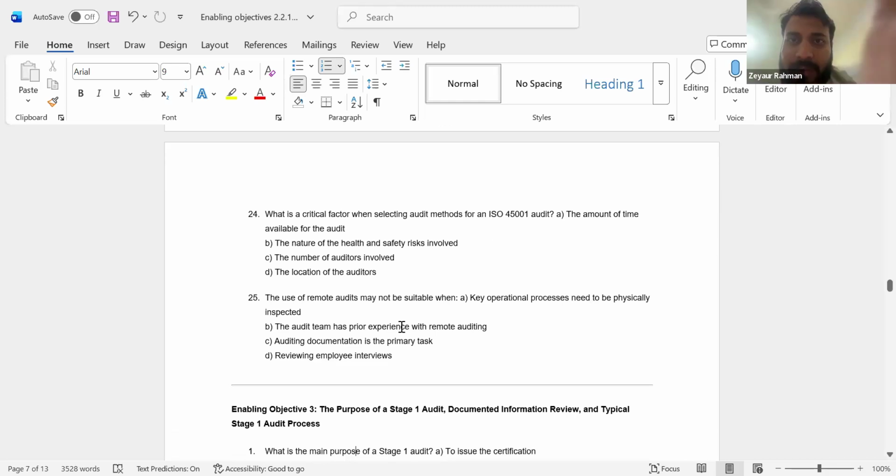Okay, 25. The use of remote audits may not be suitable when: A. A key operational process needs to be physically inspected. B. The audit team has prior experience with remote auditing. C. Auditing documentation is a primary task. D. Reviewing employee interviews. A only. Yeah, A is one of the best fit answers, right? A is right.